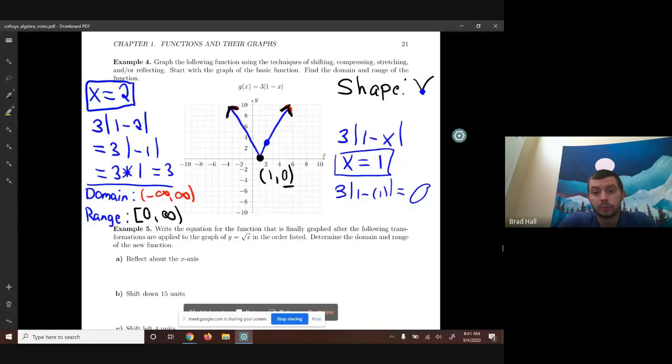So that is example 4. Does anyone have any questions about this one? Or can you recreate these steps to solve the one problem that they give you like this, in other words?